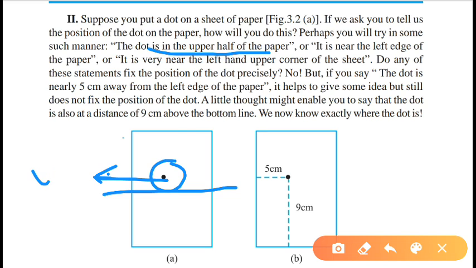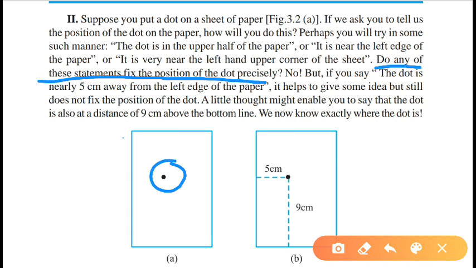So it is on the upper half, but is this information enough, or is it near to the edge of the paper? Now which edge? Left edge, right edge? So it is very difficult to locate it actually. So we need different information apart from this upper half or lower half, or near to the edge or away from the edge. What other information do we need? Do any of these statements fix the position of the dot precisely?